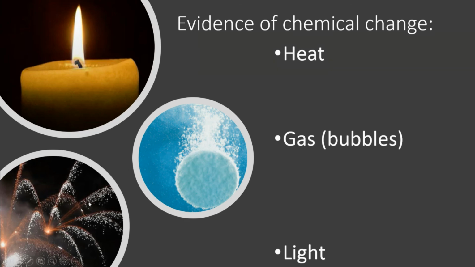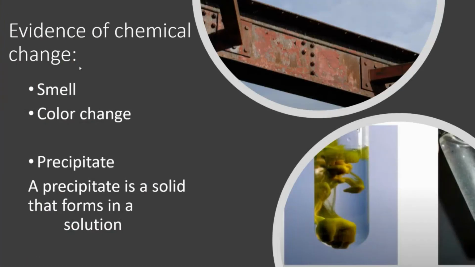If I see light, here's a fireworks show that is exploding something, that's a chemical reaction. And here's also light when I burn something. And the last evidence of chemical change is smell. Sometimes you might smell that a chemical change is happening. A color change. Here is a rusty bridge. It had paint and now it's turned brown rust. That's evidence of chemical change.